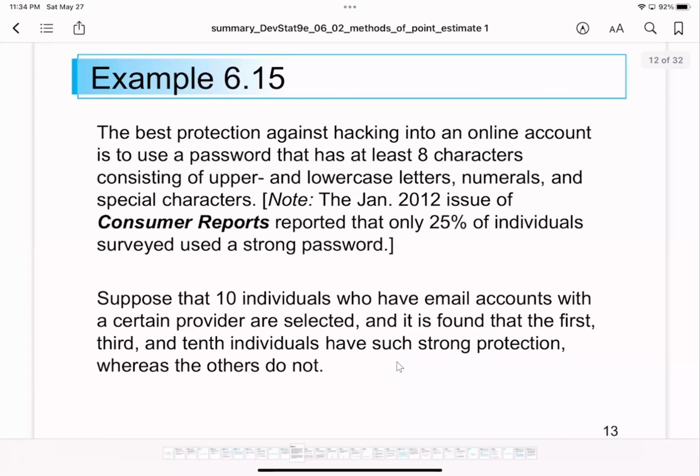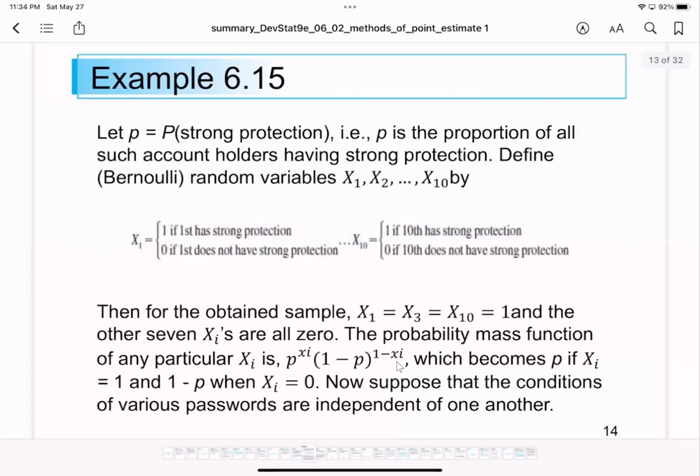Instead, suppose we have a sample. The sample contains 10 individuals. Out of these 10 individuals, 3 of them have strong passwords. Suppose X1 is an indicator of whether the first person's password has strong protection or not, and X2 is whether the second person's password has strong protection or not, and so on. So we have X1 through X10, and suppose that in the observed sample, X1, X3, and X10 are 1, and the rest of them are 0.